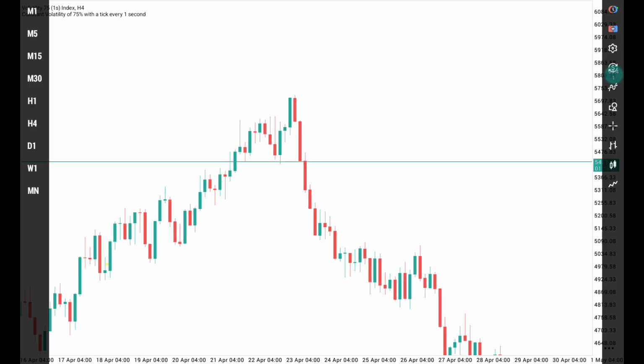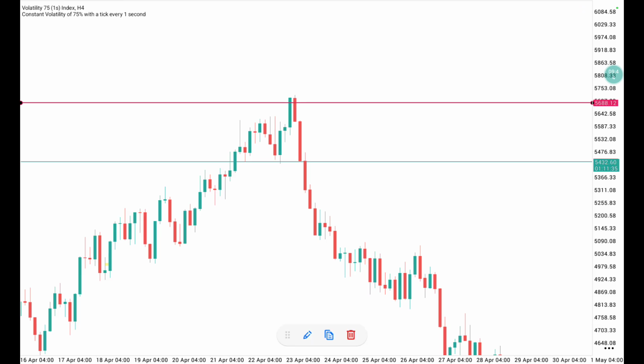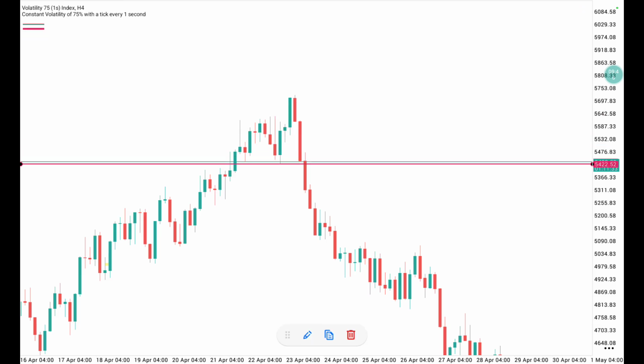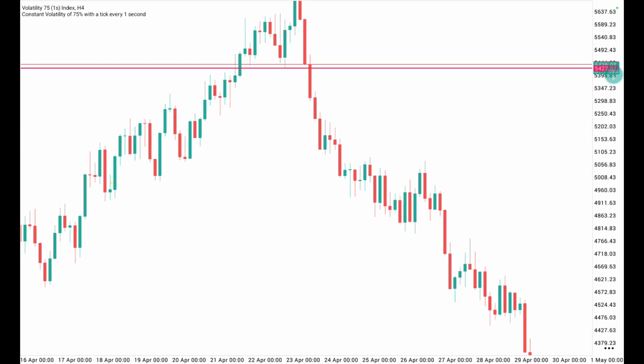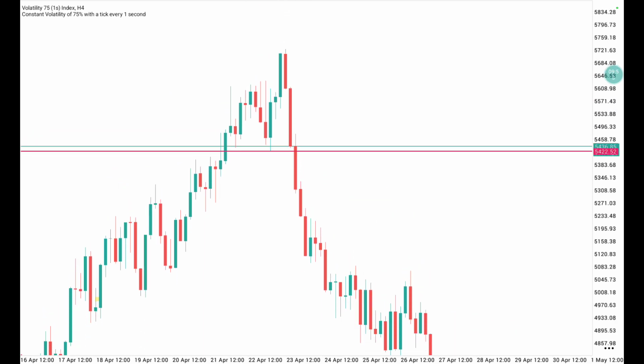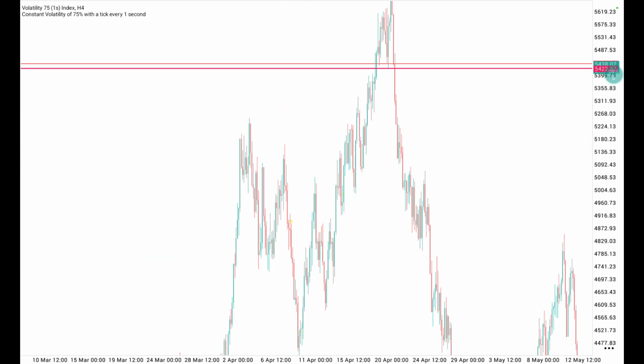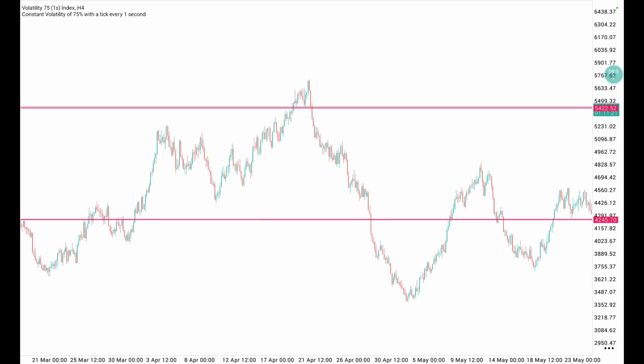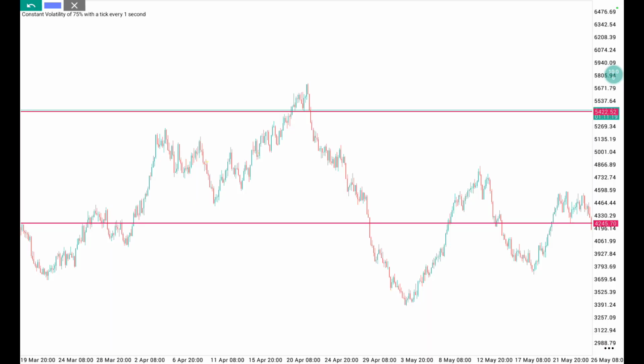Look at this break of structure. Okay, this break of structure is very special. Why? Because you can see price was able to break the last external high, and when we broke below that, you already know that we're in a downtrend. That is how you know the trend has changed.